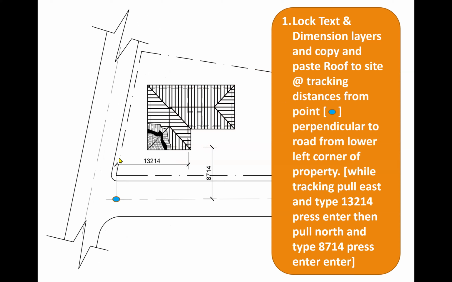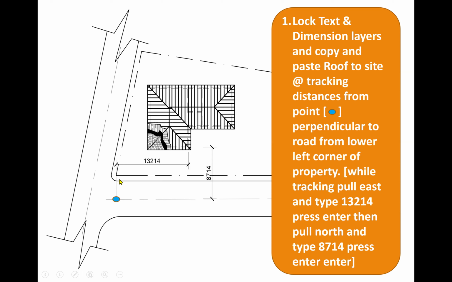Hold it at the bottom right hand corner of the building on the wall, not the roof. And I'm going to use the tracking. This is where I put this blue dot on screen. That's where I'm going to be tracking from. So the distance going east would be 13,214. And the distance going up from the center of the road is 8714.